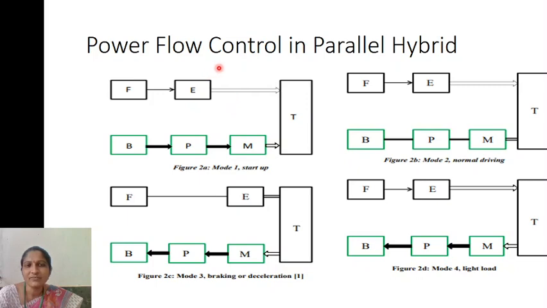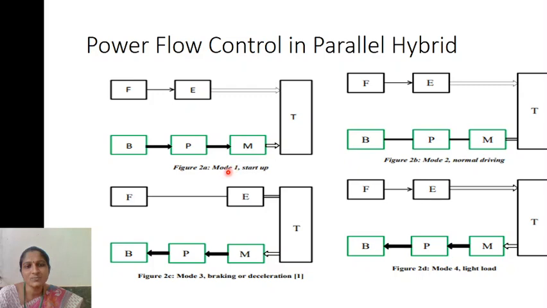Next, coming to the power flow control in parallel hybrid. Parallel hybrid means both the engine and the battery can drive the transmission. From the fuel tank to the engine to the transmission, this can drive the vehicle, or from the battery to the power controller to the motor to the transmission. Either one can take up the control.